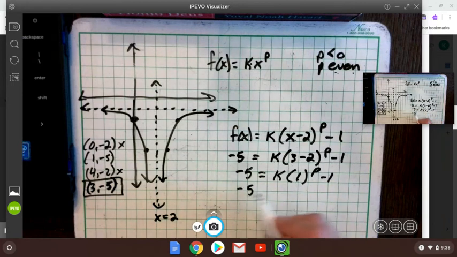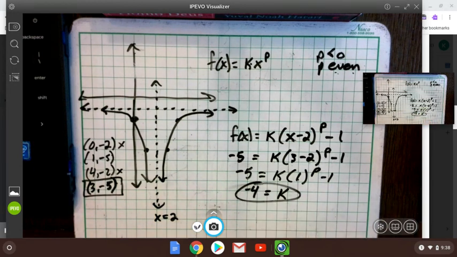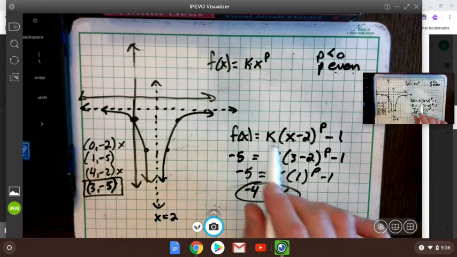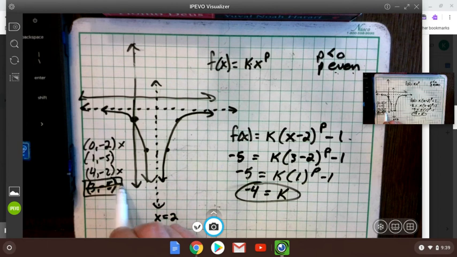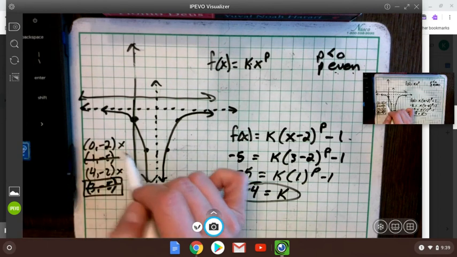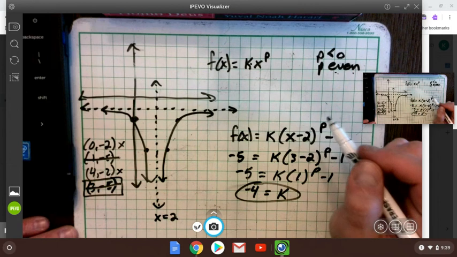I have -5 plus 1 is -4, which is equal to k times 1 to the p. So that's k. So we found k. If I know k, I have one of the variables knocked out of this equation. Now, any of these other points are perfectly fine. I am not going to pick the point that I used, and therefore I'm not going to pick the counterpart to that point. I'm going to choose one of the things that we chose to X out originally.